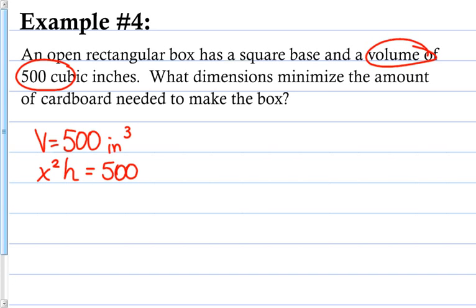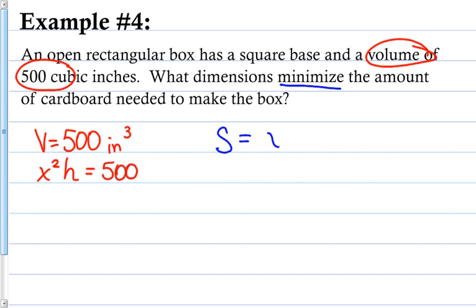What dimensions minimize? So we're looking for a min. The amount of cardboard needed to make the box. When we're talking about material needed to make a box, we're not talking about volume, we're talking about surface area. I'm going to call it S for surface area, and I get to use the same exact equations as before.